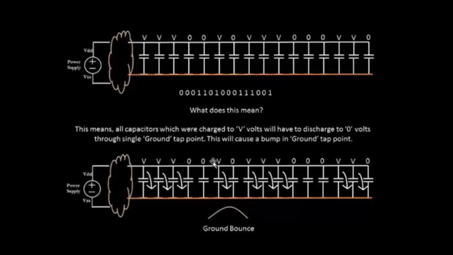Let's see that. So for example, let's say we take a scenario where all the bits are switching from logic 1 to logic 0. Basically all the capacitances are discharged from logic 1 to logic 0.